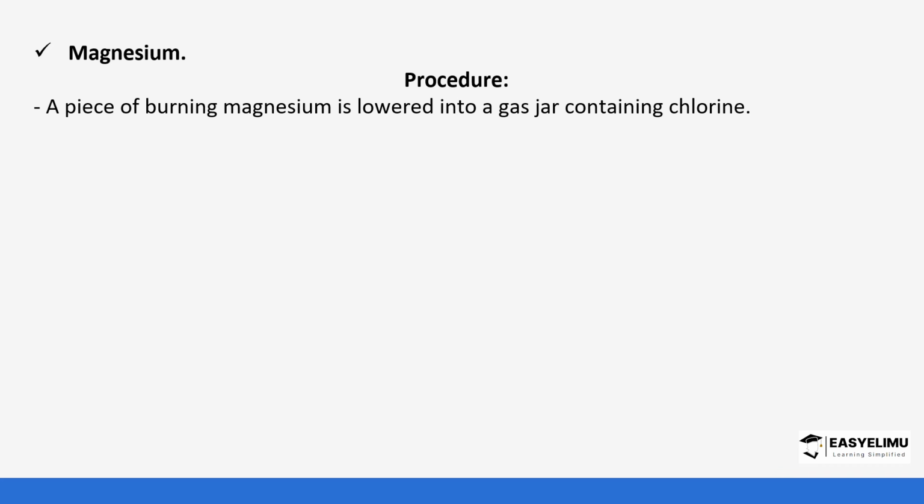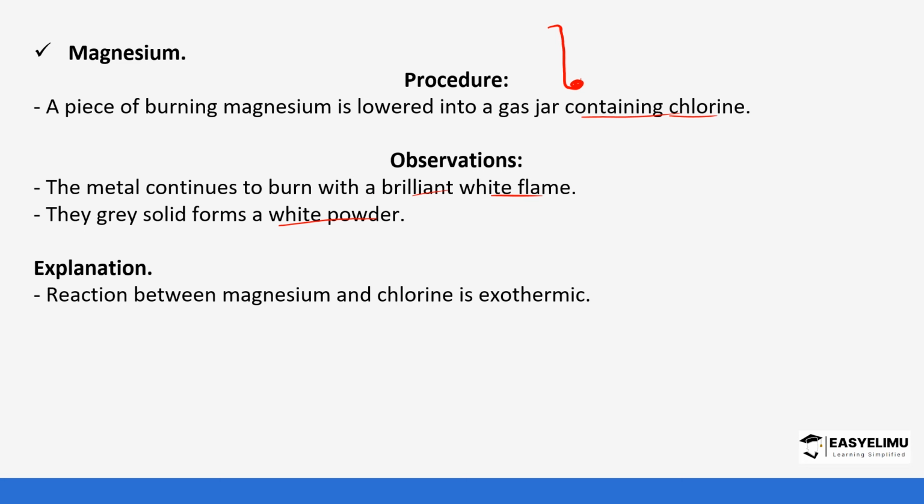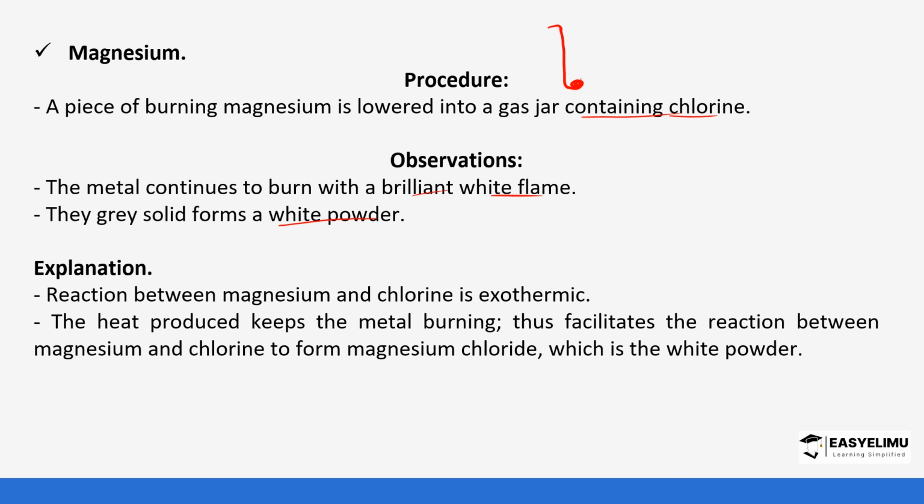For example, if you look at magnesium, magnesium is placed in a deflagrating spoon and then lowered into a gas jar containing chlorine, and then the reaction continues. What you notice with magnesium is that it continues to burn with a brilliant white flame and it produces a white powder. This white powder is because of the formation of magnesium chloride. This reaction is very exothermic. That's why you see that brilliant white flame.